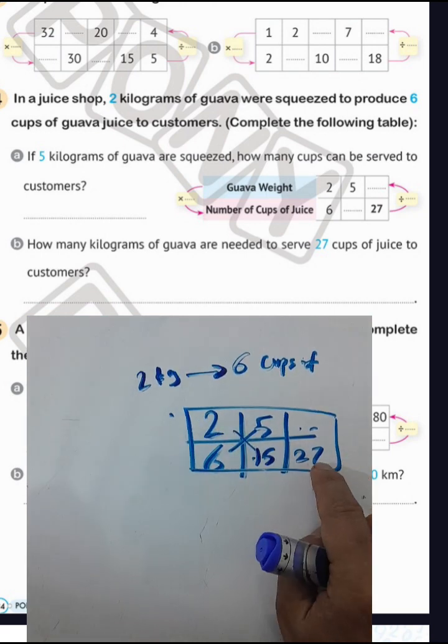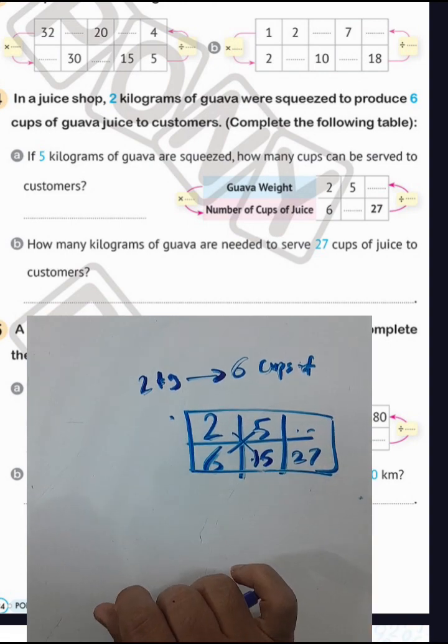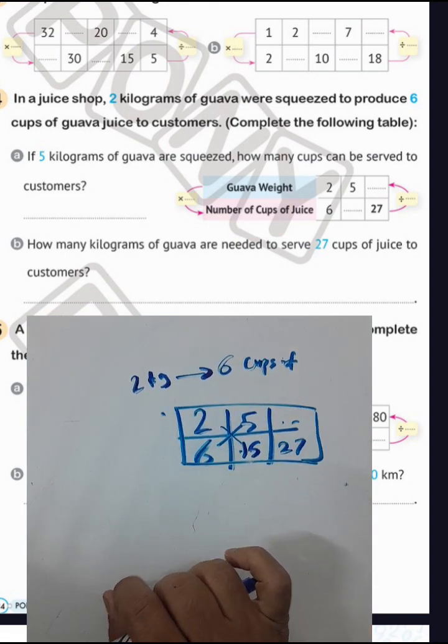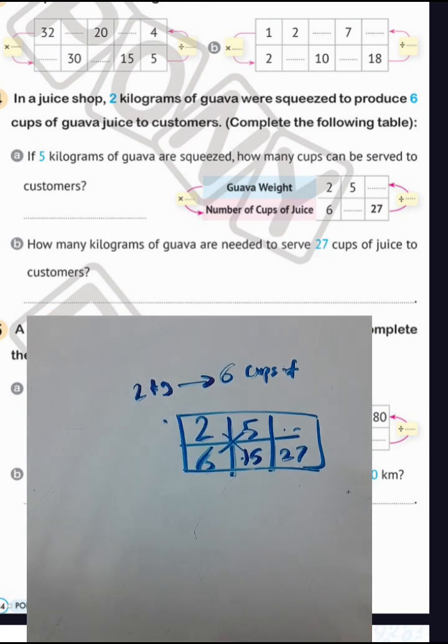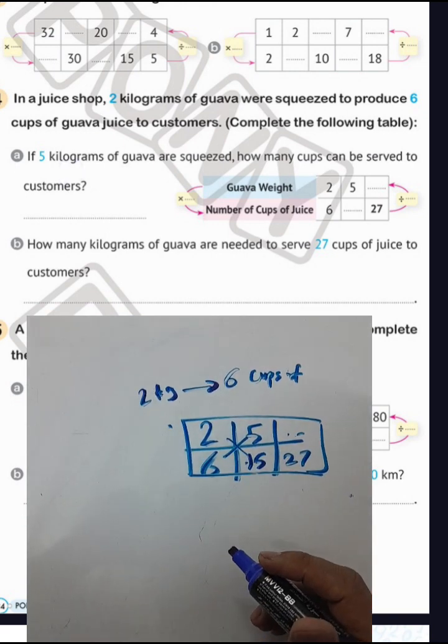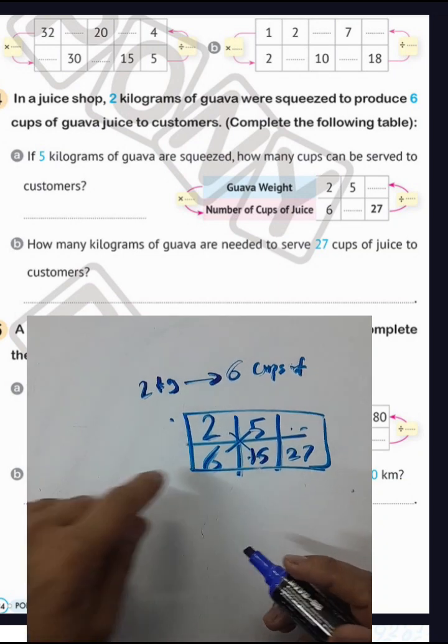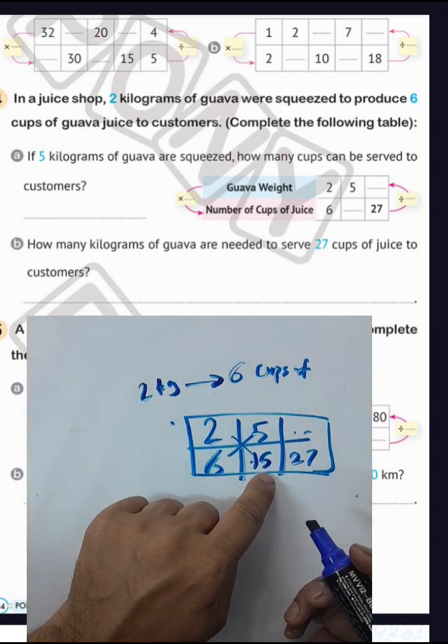2 times 27 divided by 6. Okay, we can write the number of cups of juice here, 27. The question asks: if 5 kilograms of guava, how many cups? Here we have 5, then we have 15 cups.